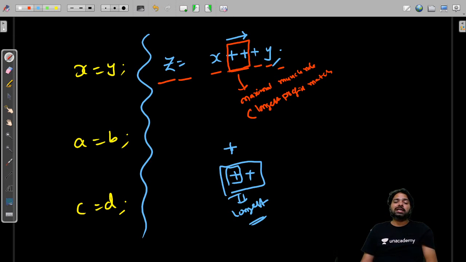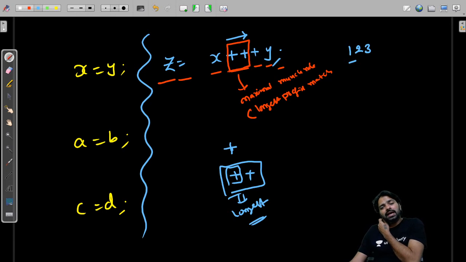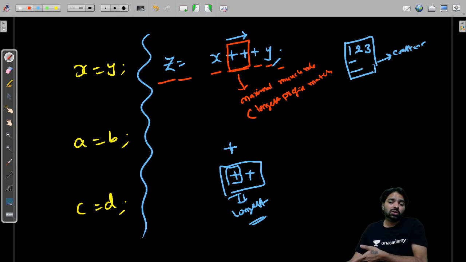This is called the maximal munch rule. Like example 1, 2, 3. We know it is a constant, but the compiler doesn't know. It will scan: 1 is valid, 1, 2 is valid, 1, 2, 3 is valid. Then it takes the maximal. This is a constant. 1 is also a constant, 2 is also a constant, but 1, 2, 3 is also a constant.